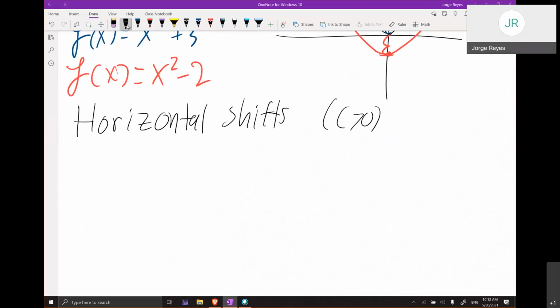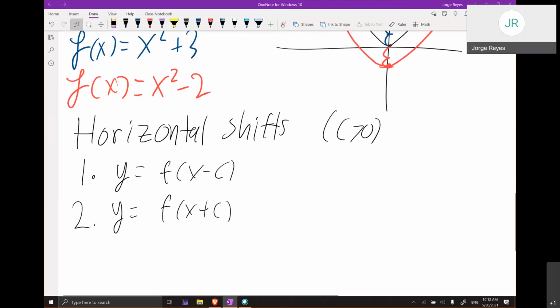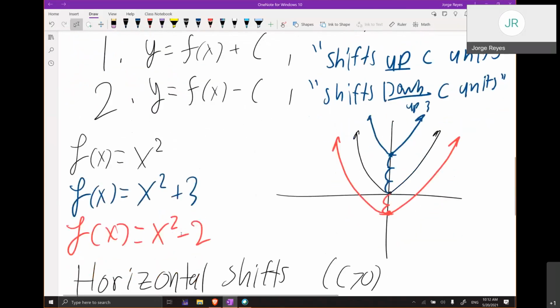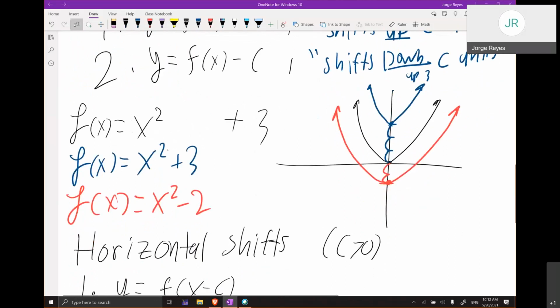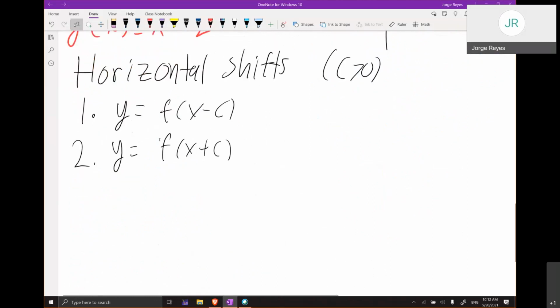Okay, so horizontal shifts are when you add or subtract a number, but it's on the inside of the function. With the vertical shifts, I'm just adding a number or subtracting it off to the side, like I could just put plus 3 here. With horizontal shifts, the number's inside. That'll be more obvious when I show you examples.